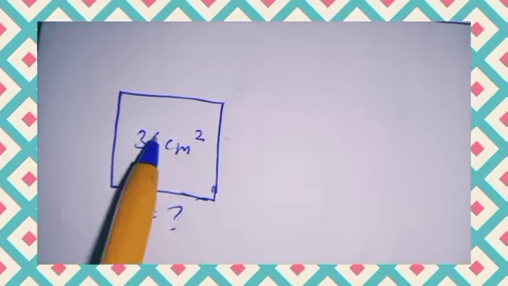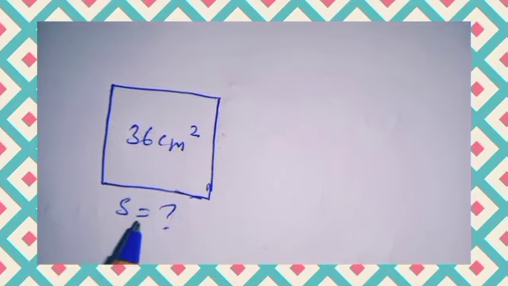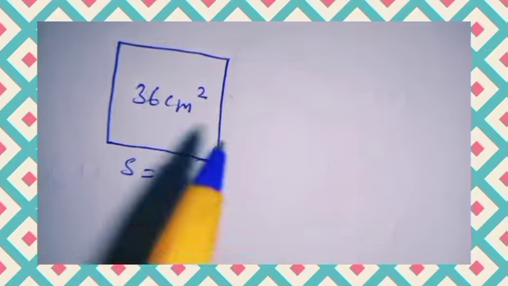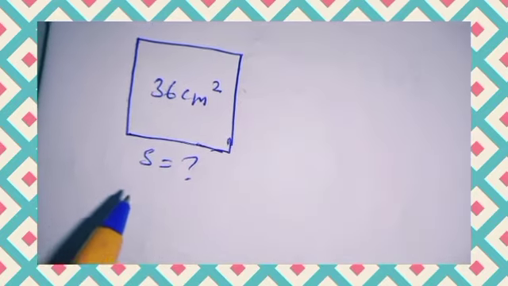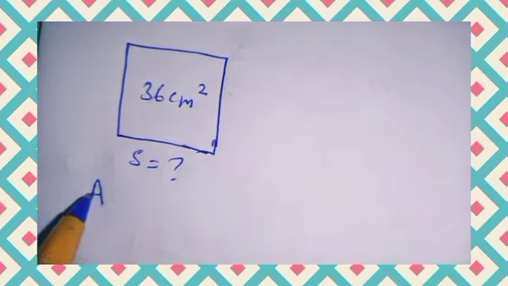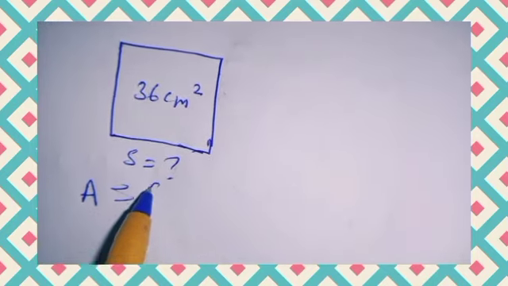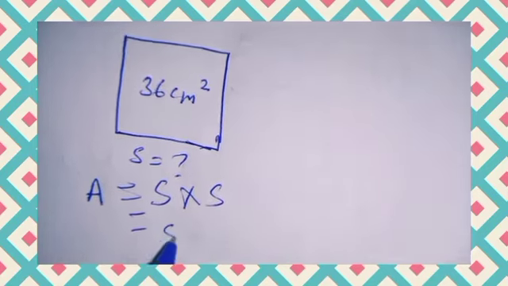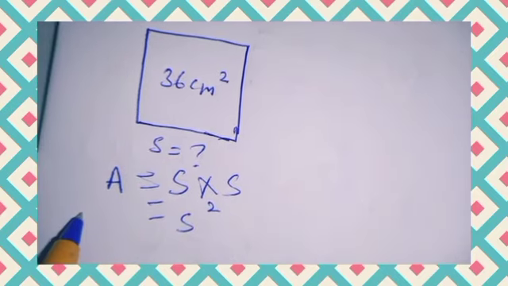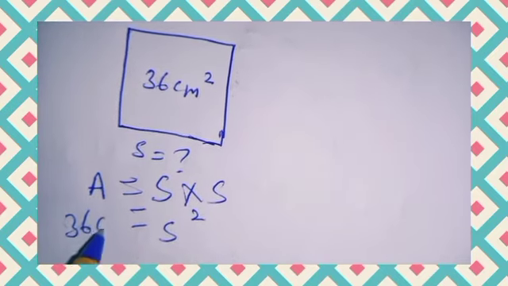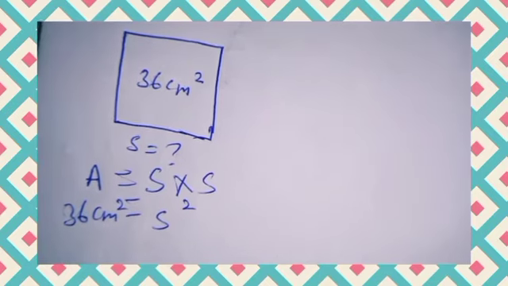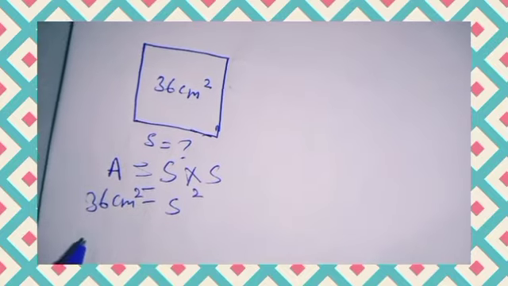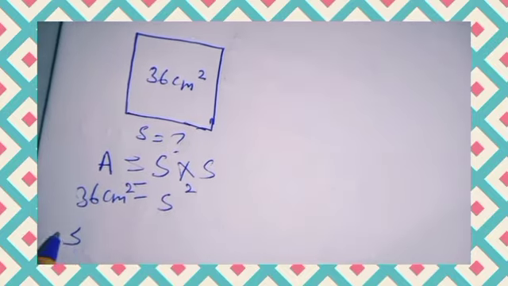At times, you could be given the area of a square and you are required to get the side. So how do you get the side? It is very simple, learners. All you have to do is apply this formula, that area is given by side times side, meaning that your area is equal to side squared. So you substitute that 6 square centimeter is equal to side squared. To get the side, you take the square root on both sides.